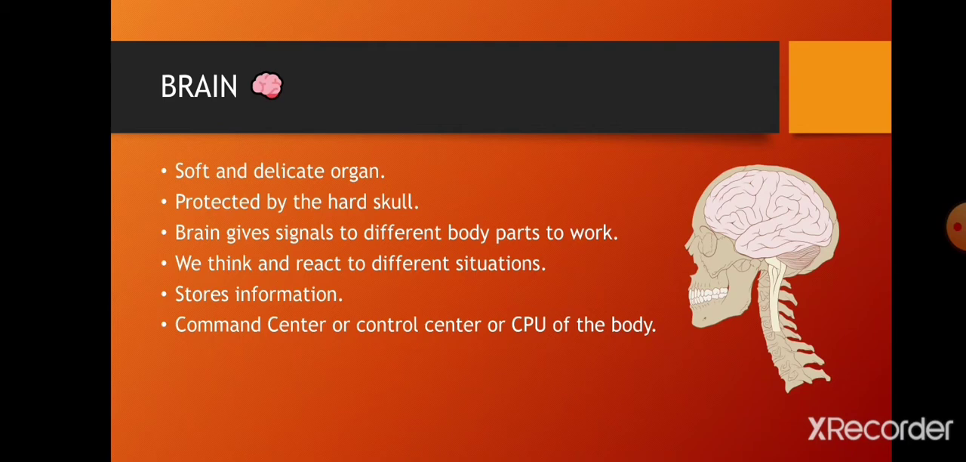Then brain gives signal to different body parts to work. We think and react to different situations, and it is controlled by our brain. All the information is stored in the brain. Brain is also known as command center or control center or CPU of the body.